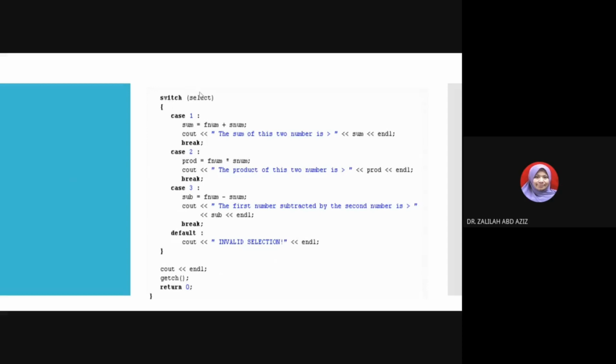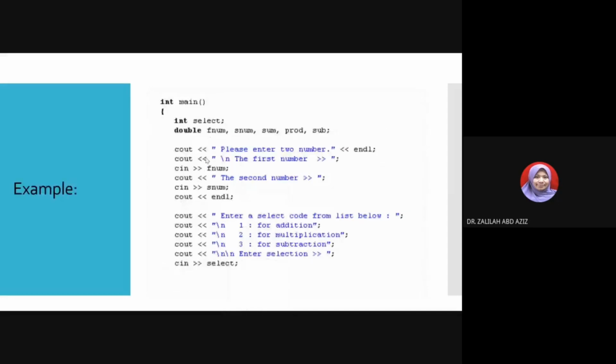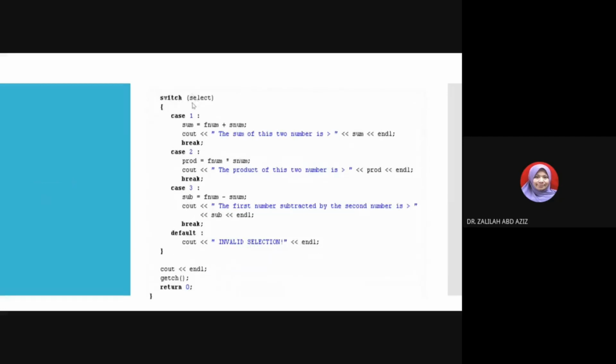Let's say now for the second example, we put select as 3. Switch 3. For example, when you run again, we put select as 3. So switch 3. Case 1 does not match, so it will go to the second case. Case 2 also does not match, so it will go to the third case. Case 3 matches, 3 is equal to 3. So it will do this one. Sub is equal to 10 minus 2, which is 8. So the first number subtracted by the second number is 8. Then it will jump out from the switch statement.